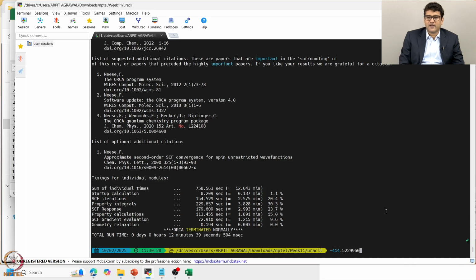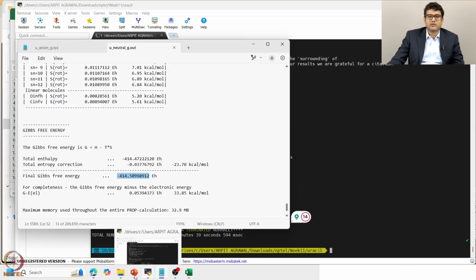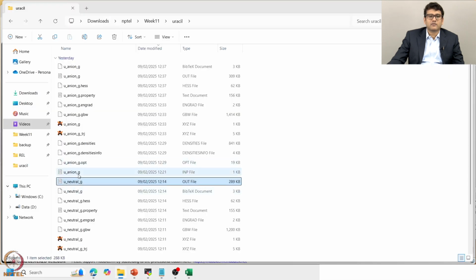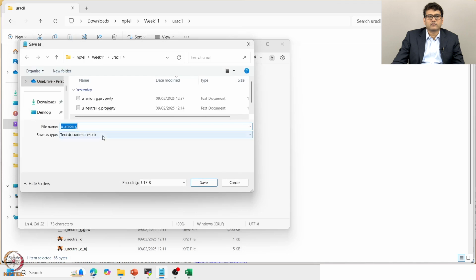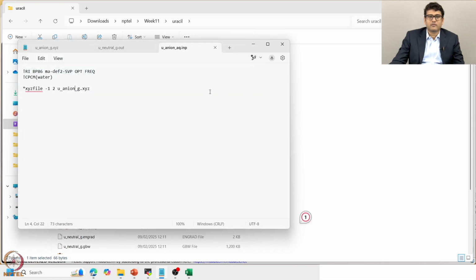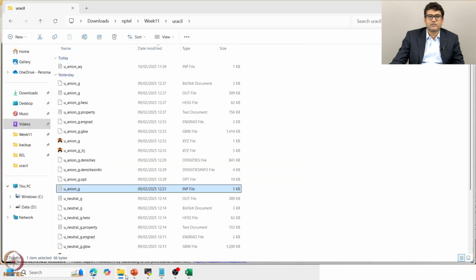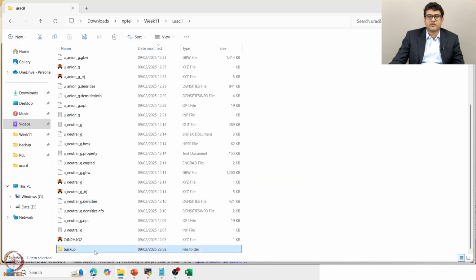So the easiest way to do the solvent phase calculation is to take the anion input file. Now I can convert it into a CPCM water calculation, and I can start from the anion geometry. I call it U anion echoa dot INP. And I can run it. Actually, I have already run it because it was taking a long time.